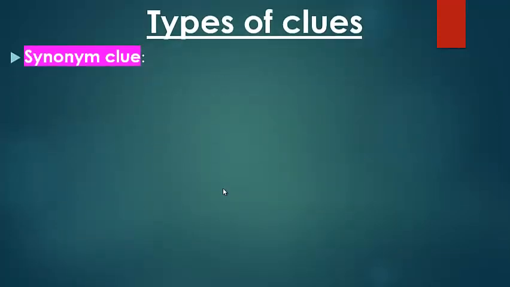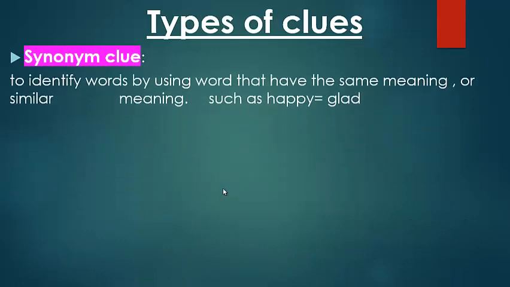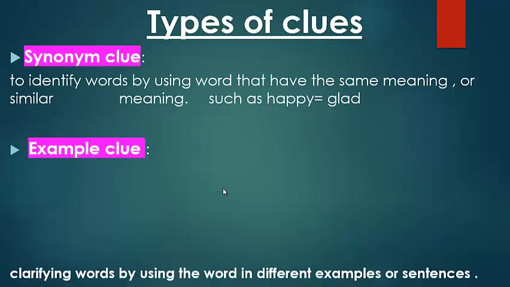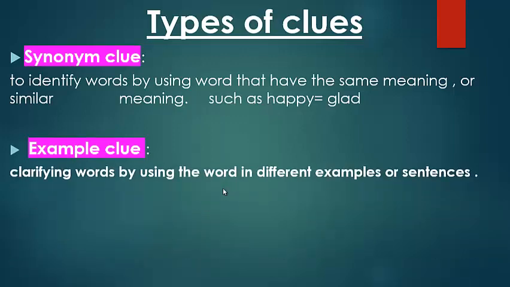The third type is the synonym clue. This synonym clue identifies words by using words that have the same or similar meaning, such as happy, glad, pleased, dark, black, to find words that mean nearly the same. Then we have the example clue, where you just need to give an example or use the word in an example, clarifying words by using the word in different examples or sentences.